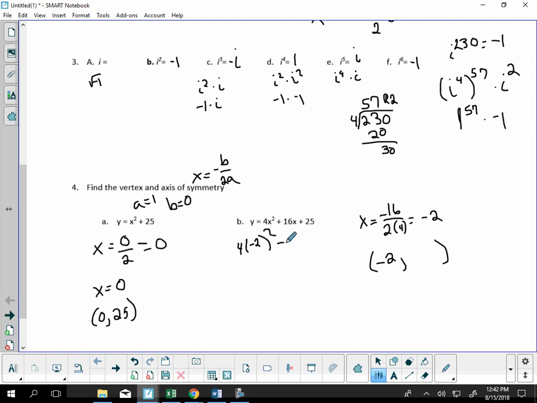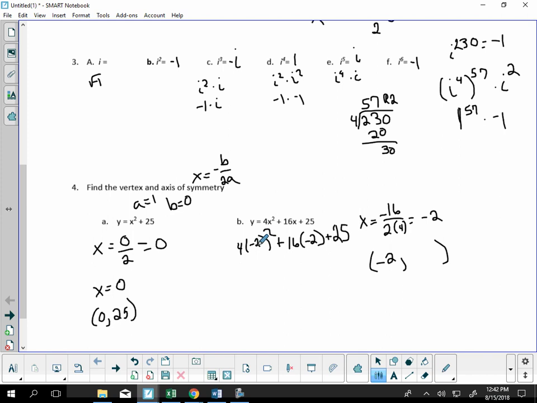So here, 4 times negative 2 squared minus 4 times negative, where's that 4 coming from? I will tell you guys, it's the end of the day. I'm starting to get tired, making bonehead mistakes. So let's fix this. 16 times negative 2 plus 25. All right, need to work a little bit more carefully here.